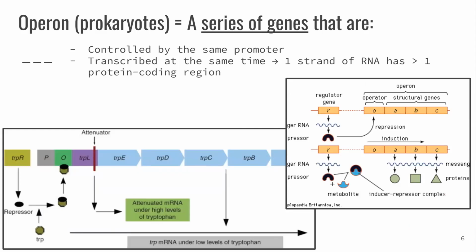In prokaryotes, an operon is a series of genes that are controlled by the same promoter, and they are transcribed at the same time. So one strand of RNA has more than one protein coding region. For example, in one operon, there are multiple structural genes that will all be on the same mRNA strand that can be translated from the same strand.